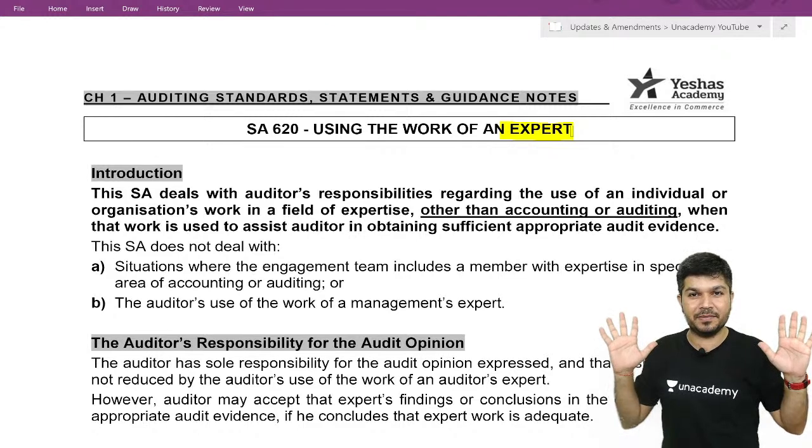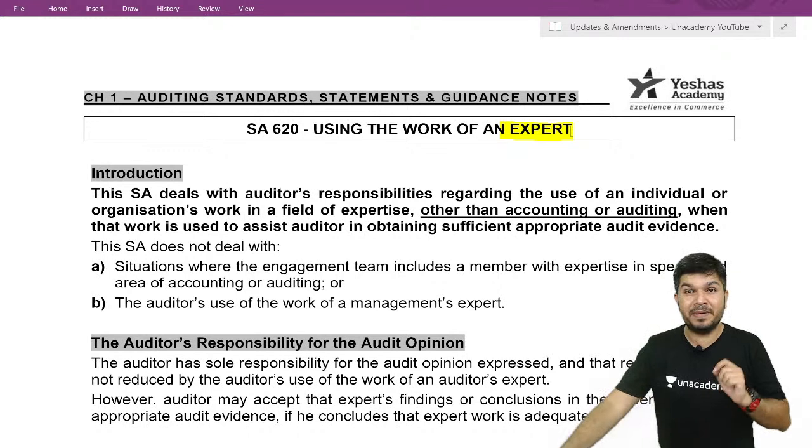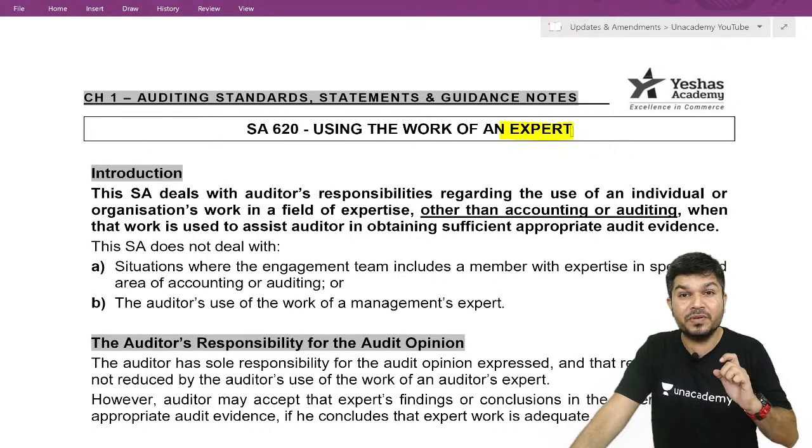Am I clear with this? Okay, now while preparing financial statements, provision for gratuity.